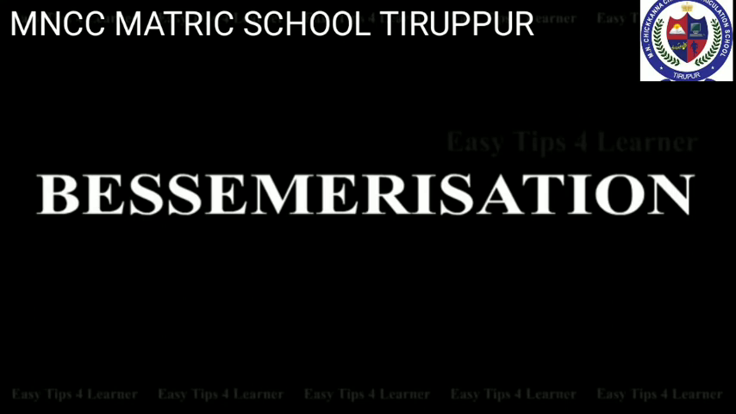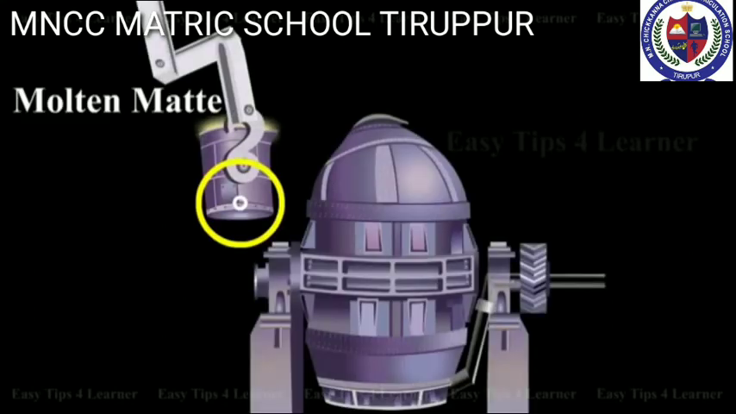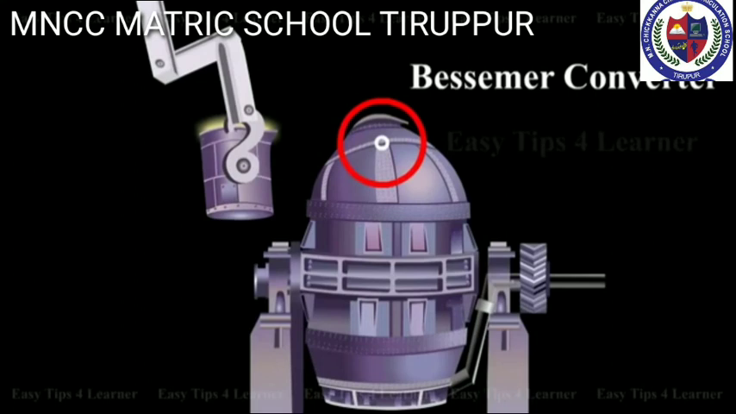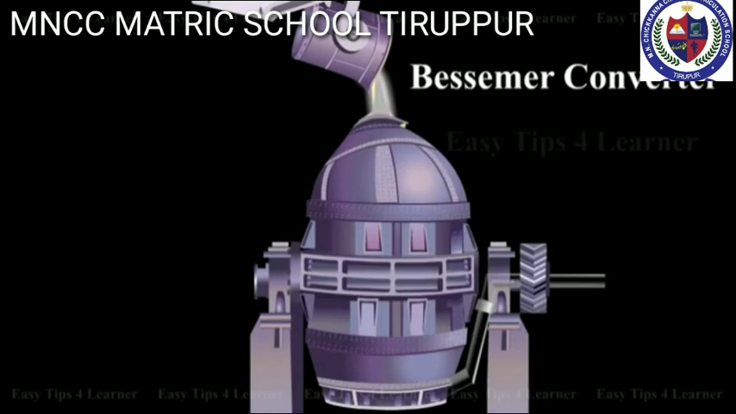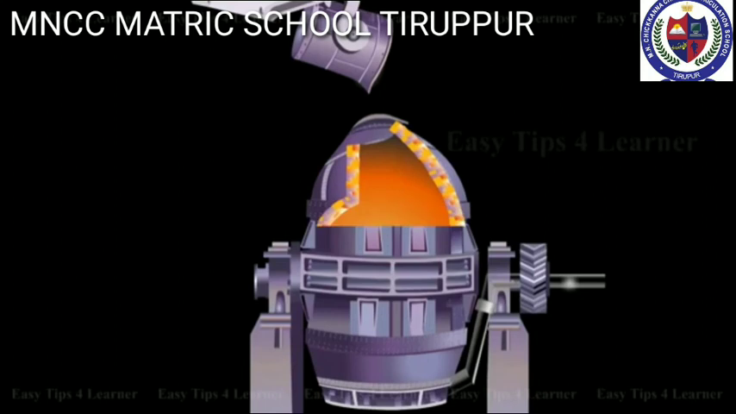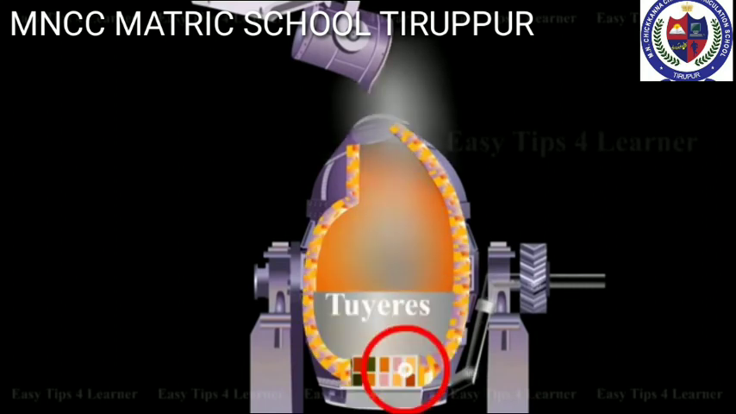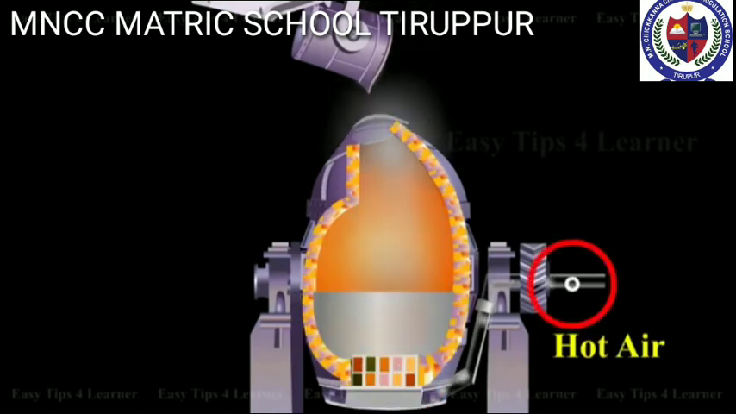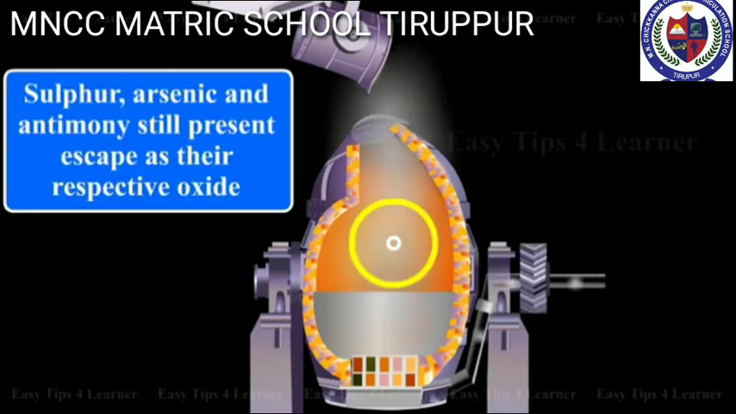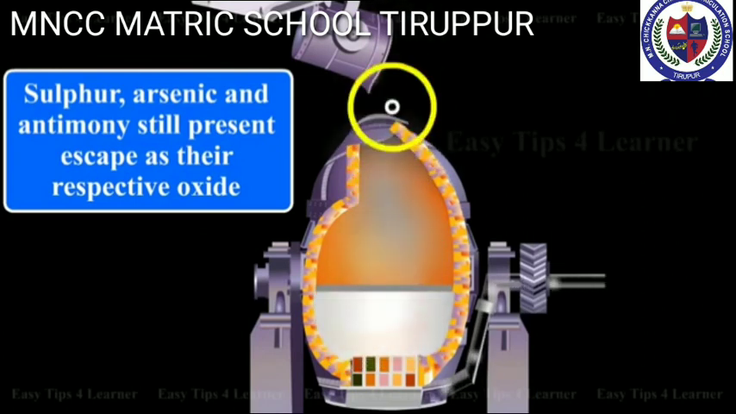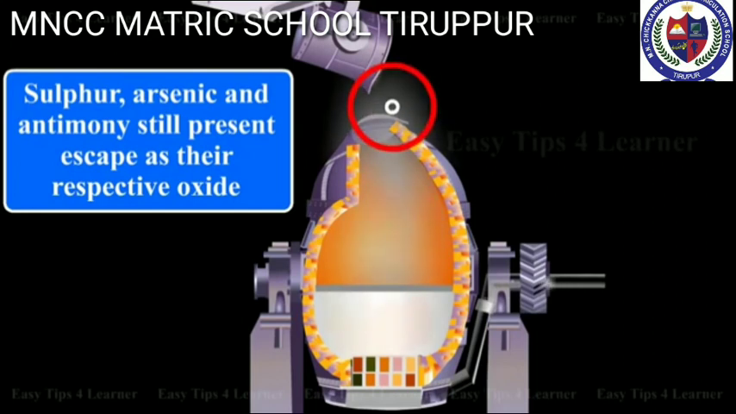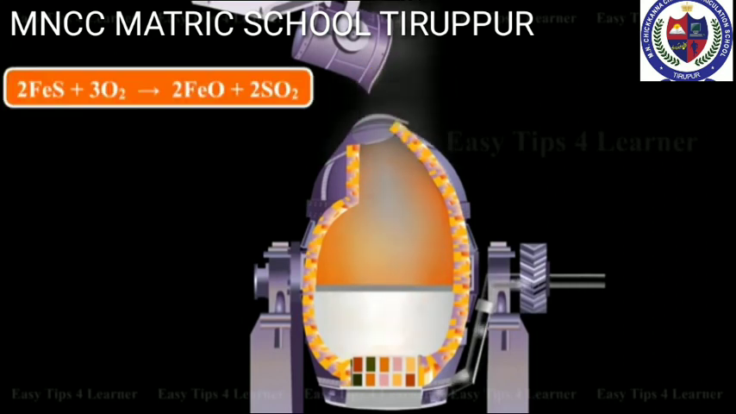Now let's learn about Bessemerization method. The molten matte is transferred to a Bessemer converter in order to obtain blister copper. Ferrous sulfide from matte is oxidized to ferrous oxide, which is removed as slag using silica. So ferrous sulfide reacts with oxygen to form iron oxide and sulfur dioxide. Iron oxide reacts with silicon dioxide to form slag, that means iron silicate.